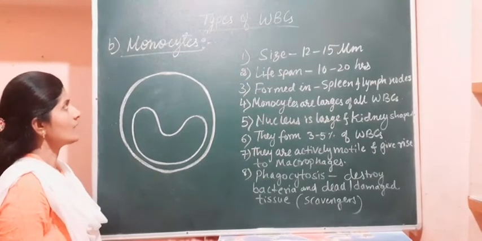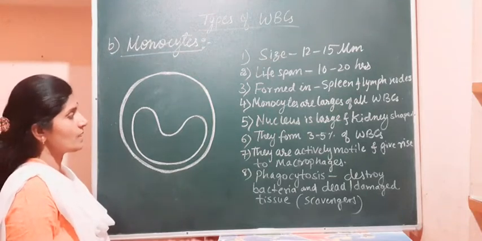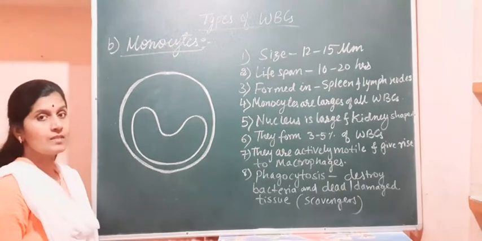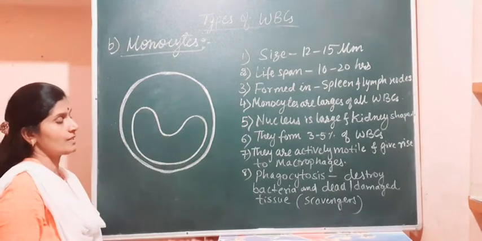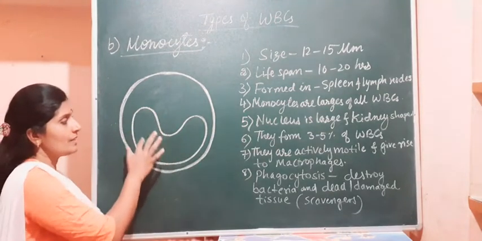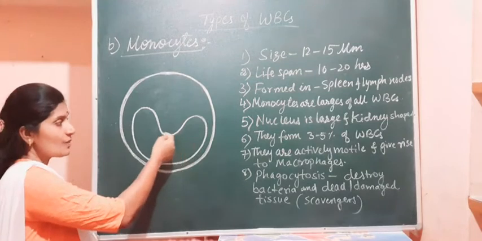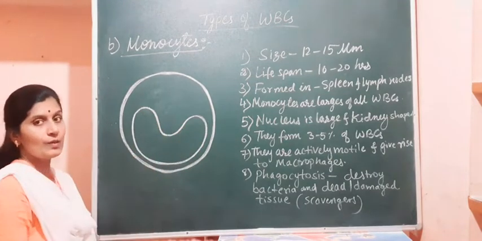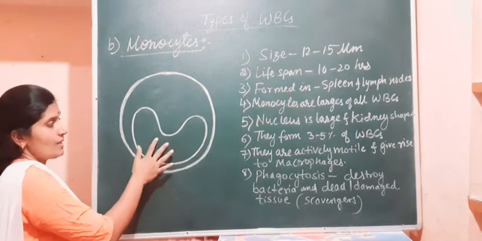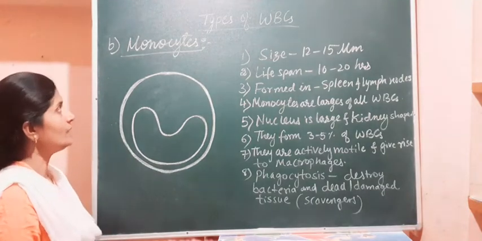Now the next cells are the monocytes. These monocyte cells are the largest cells among all the WBCs. They are larger in size, and by seeing the nucleus shape, we can conclude that this is a monocyte. The nucleus is big, bean shaped or kidney shaped. So by seeing the shape of the nucleus, we can say that those are the monocytes.